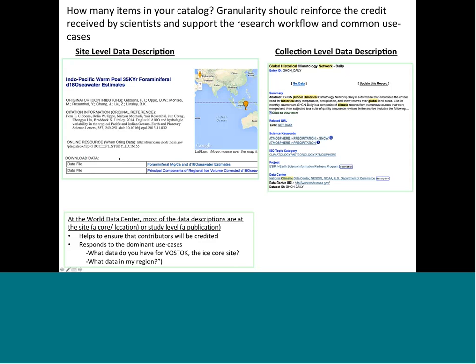So this is a collection, the global historical climatology network, consisting of maybe 3,200 different sites. Because it's a collection level record, the individual site location is not shown. It's not mappable. Just to reiterate, at the World Data Center, most of the data set descriptions are at the site level, corresponding to a core location, or a study level, corresponding to a publication. We have adopted this level of granularity because it helps to ensure that the individual contributors will be credited, and it responds to the dominant use cases that we get, such as what data do you have for Vostok, the ice core site, or what data do you have in my region?